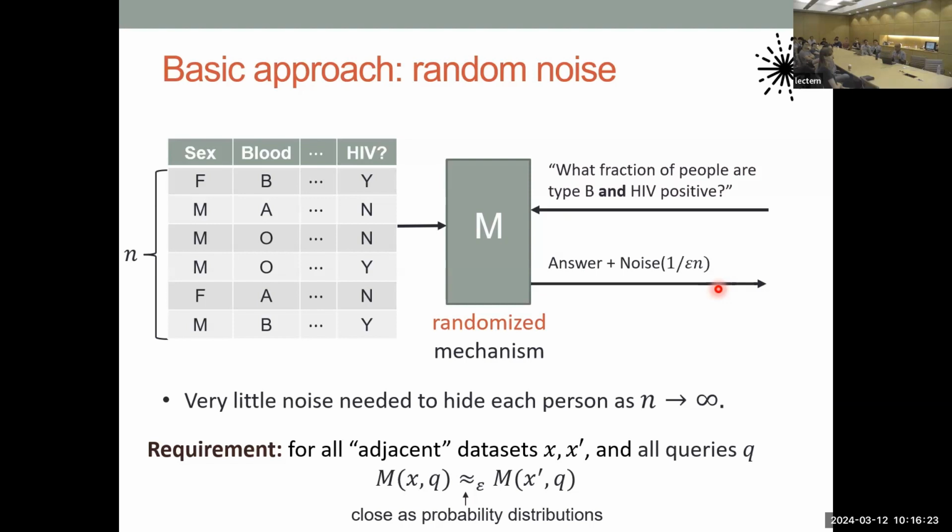Okay, and this is the kind of definition that gives that strong guarantee, that gives protection regardless of what other auxiliary information an attacker might have or what computational strategy they might carry out. Right? We require that these are close probability distributions.